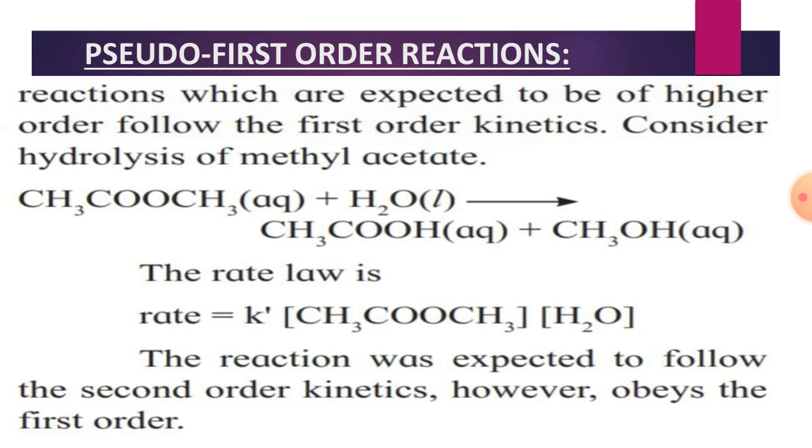I am repeating it again. We are taking methyl acetate. When it reacts with water, we get the products acetic acid plus methanol. The rate law for this reaction should be rate equals k dash times the concentration of methyl acetate and the concentration of water. Yet according to the rate law, the reaction was expected to follow second order kinetics, but it follows first order kinetics. Why? The question arises to you, students, why?